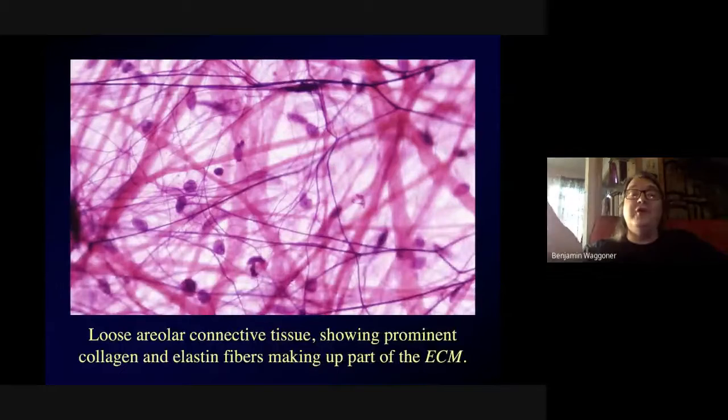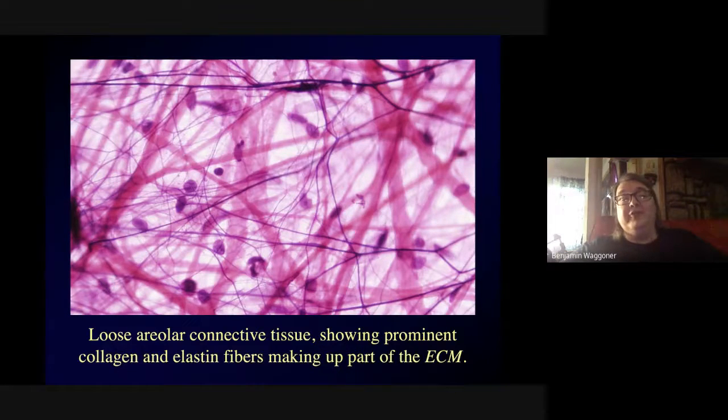So just for some visual, this happens to be just some very loose connective tissue. This is the kind of thing you might have under the skin of your own face. You can see the nuclei of the cells, and in and among the cells, you see these fibers of collagen and elastin. So this is just a picture that shows the extracellular matrix really well.